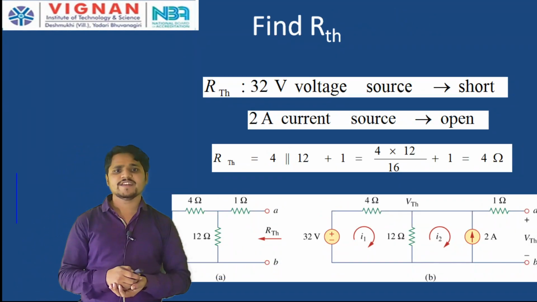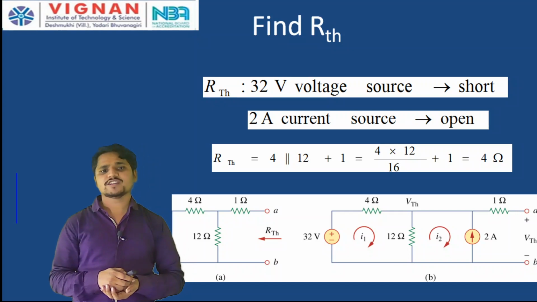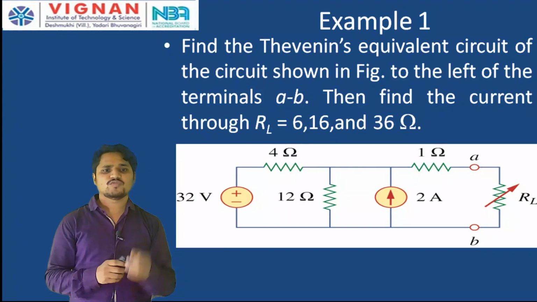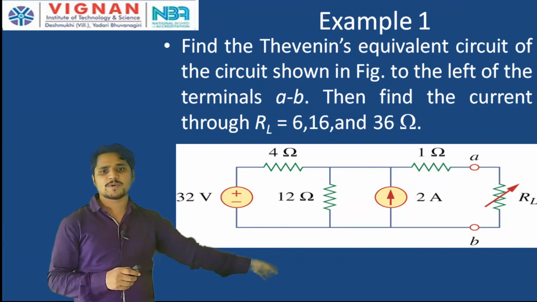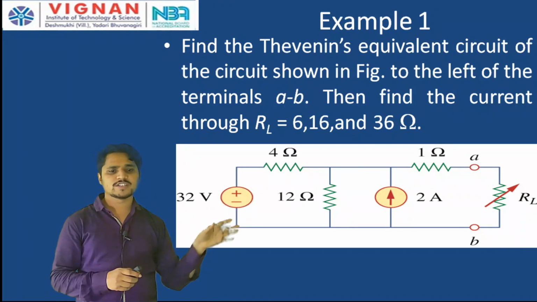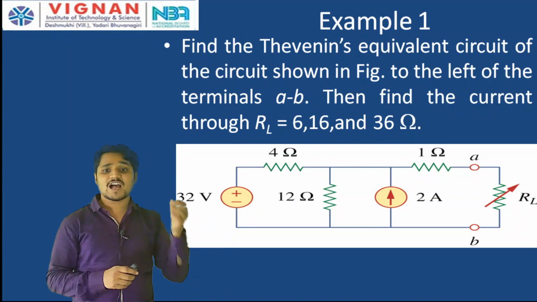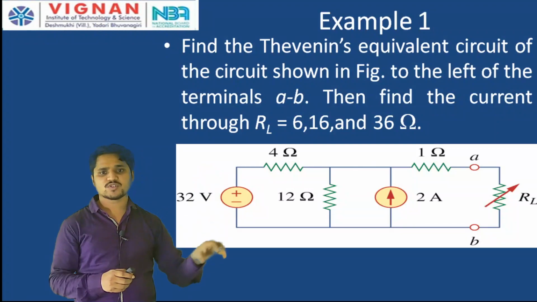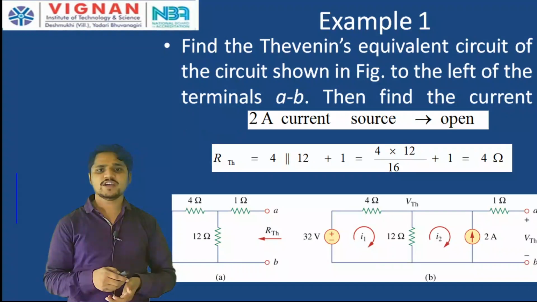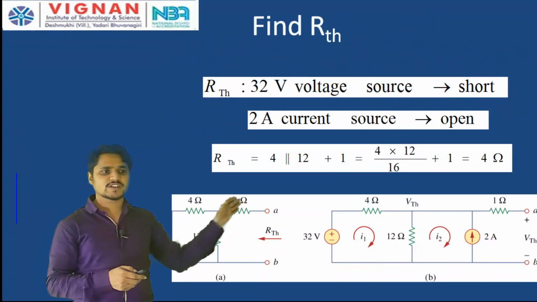Now, first to find R Thevenin. How do we find R Thevenin? Just now I told you: the 32 volt source is short circuited and the 2 ampere current source is open circuited. You disconnect the RL, because we have to find the open circuit voltage across the AB terminals. So this is the first network given.